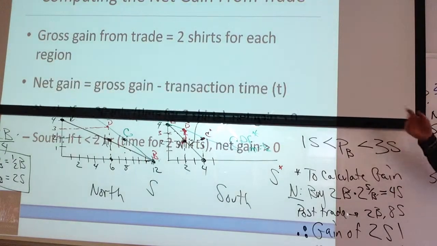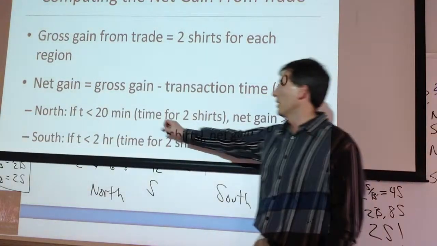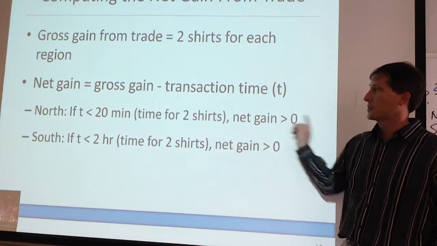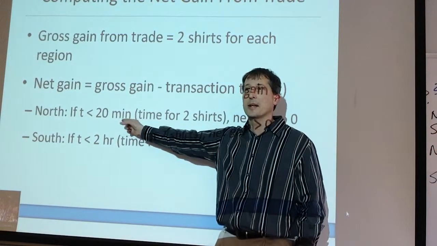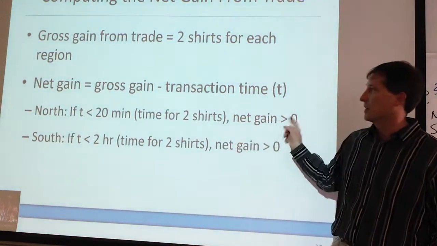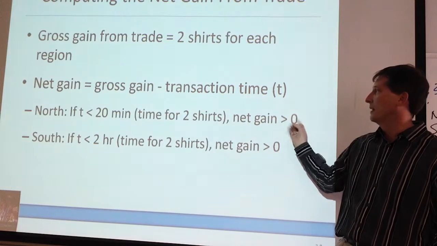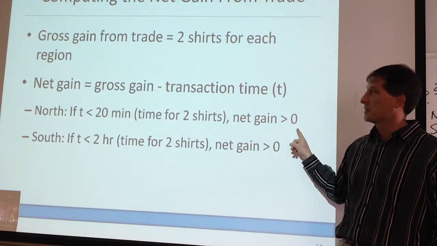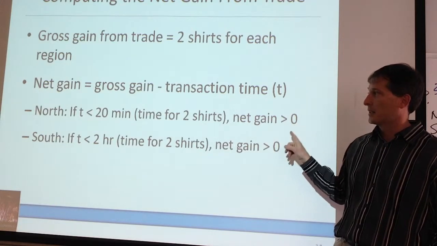All right, so this is how it shakes out. You're right with your 20 minutes. For the north, it was a third of a shirt. So then the most we could give up would be 20 minutes, a fraction of an hour, would be the most that we could do. As long as it's less than 20 minutes, we're okay. We'll still have a gain from trade that's greater than 0 as long as it's less than 20 minutes.